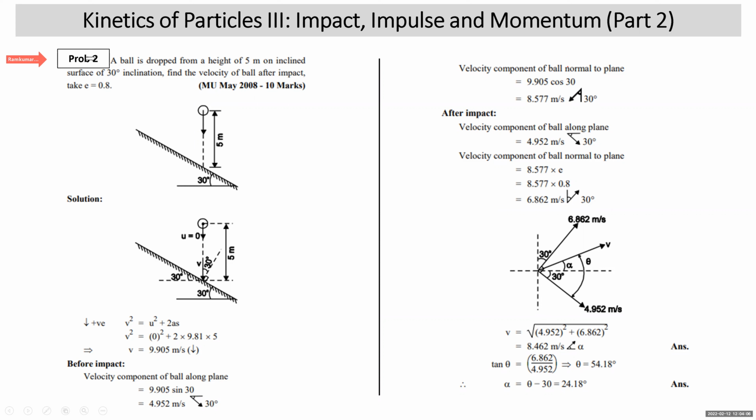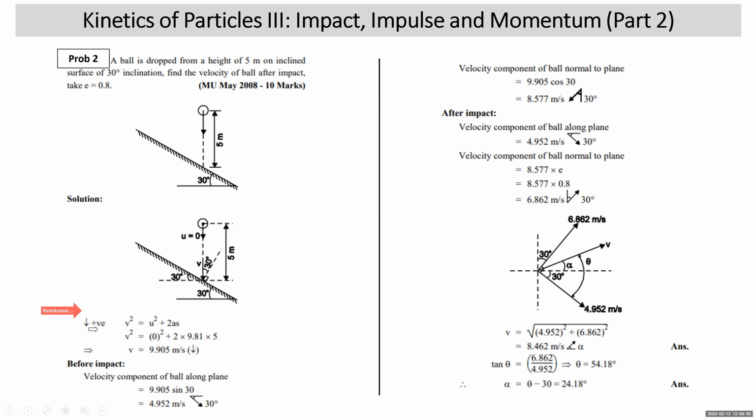Now I'm reading the sum. The ball is dropped from the height of 5 meter on the inclined surface of 30 degree inclination. Find the velocity of the ball after impact. Take e equal to 0.8. Now this is dropped from the height of 5 meters. So first we'll find the velocity with which it is hitting the plane. So we'll take downward positive. v square is equal to u square plus 2 g s. u is 0, dropped. And s is 5 meter. g is positive.